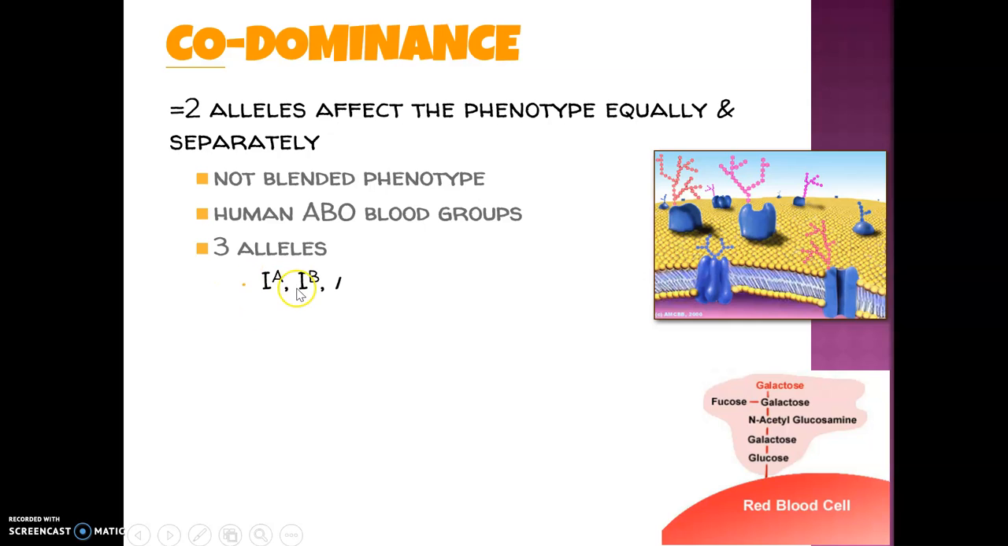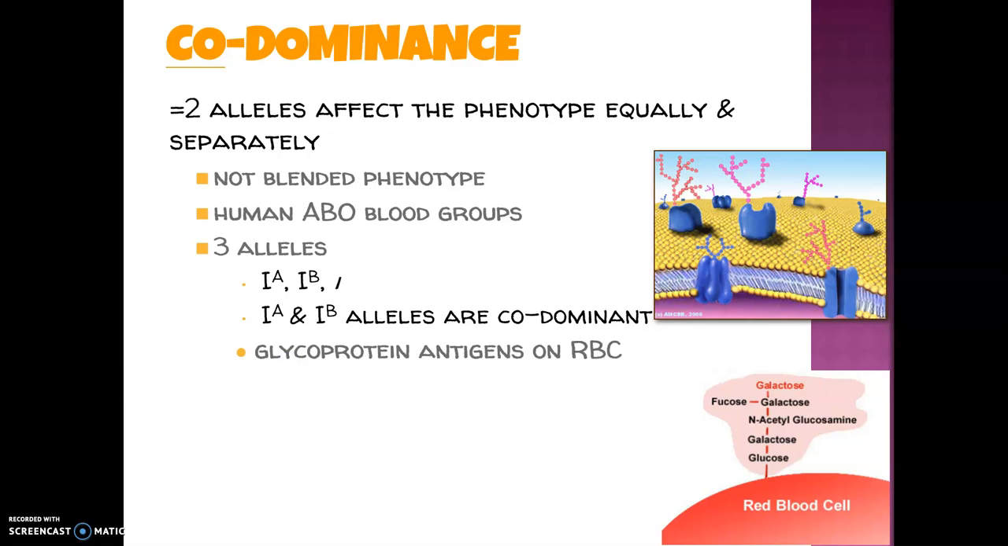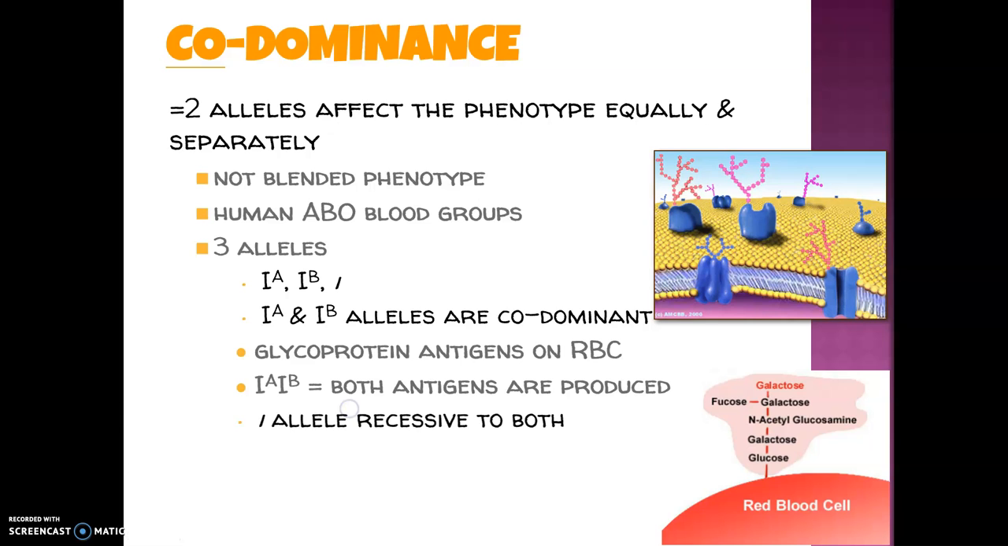You can have IA, so the I is just representing what that letter would be, and the A and the B are going to be representing the blood type. So the A and B alleles are codominant. That's why you can have type A blood, type B blood, or you can have type AB. Now, that has to do with the glycoprotein antigens on the red blood cell, so what they can actually monitor and read. So if IA and IB, both antigens are produced, then you would have the blood type AB.